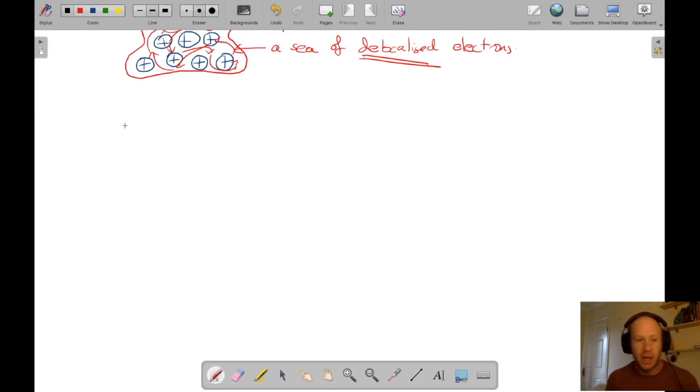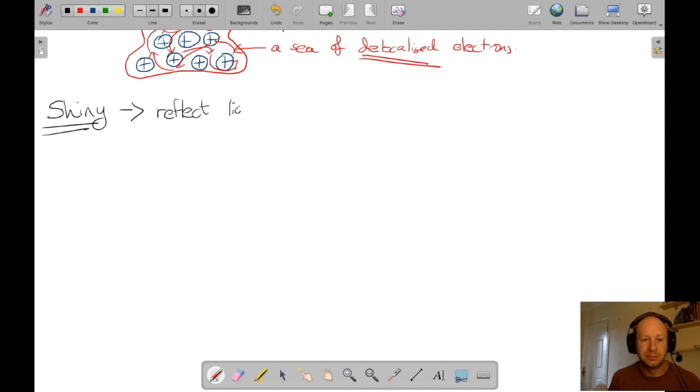So, one of the most common things we know about metals is that they're shiny. Why are they shiny? That's really simple. They're shiny because they reflect light. That's all you need to know at this level. There is a reason for it, but it's way beyond the scope of the GCSE.